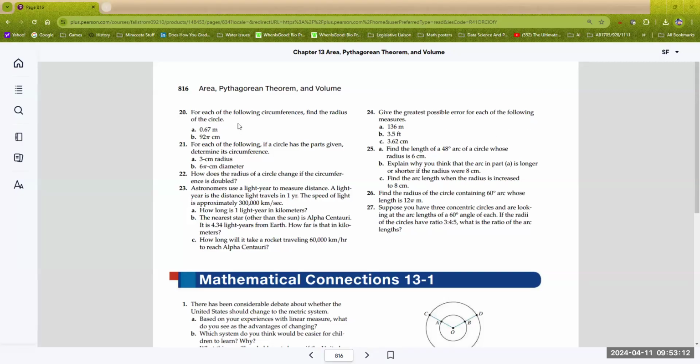Notice the error is not the total amount from left to right. It's just the total amount of error. You can only have error really in one direction when you make that measurement.